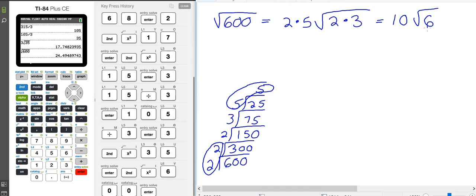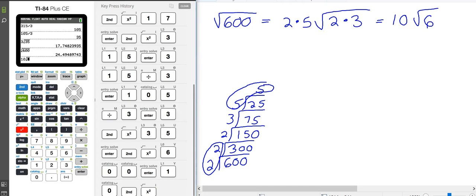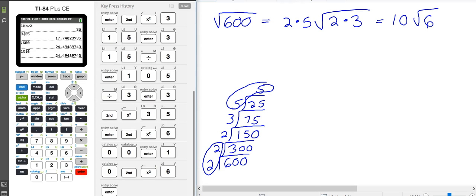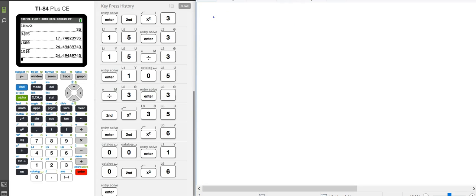How do you know if you got it right? We already solved for the square root of 600. So now solve for the 10 square root of 6. And since they're both the same, 24.49489743..., this is the correct answer. Let's do 2 more. The square root of 800.